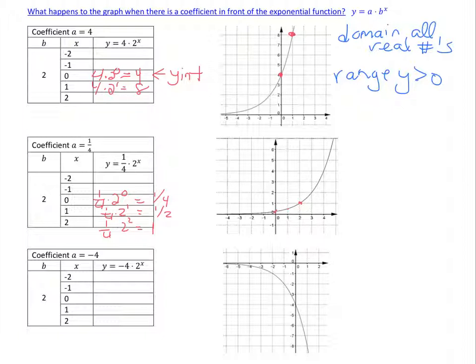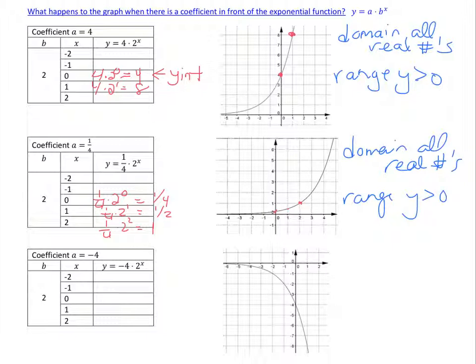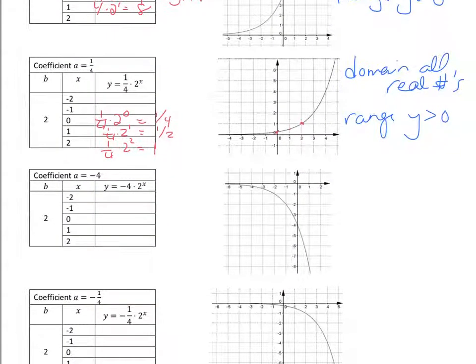And 1/4 times 2 to the 1 is 1/4 times 2, which is 2/4 or 1/2. You can try some other points here. 1/4 times 2 squared would be 1/4 times 4, which is just 1. And you can see that this fractional coefficient is slowing down the growth. It's spreading it out to the right, making a much wider curve, whereas this coefficient of 4 is increasing the growth, making it more rapid. But in any case, the domain is all real numbers, and the range, or the output, is going to be greater than 0.